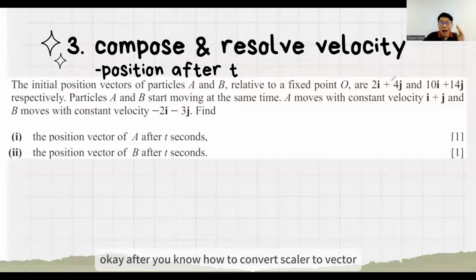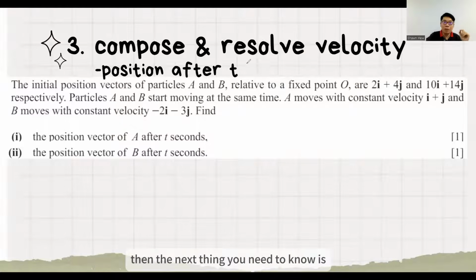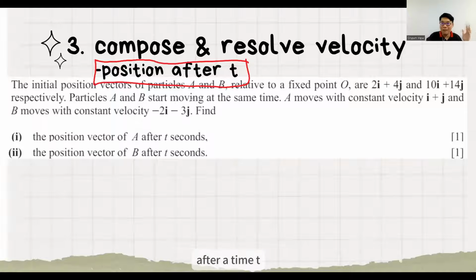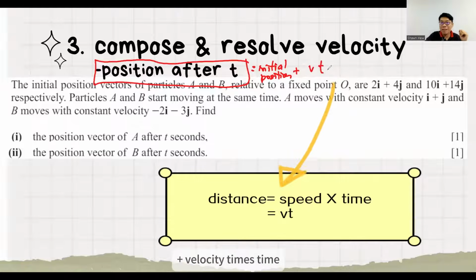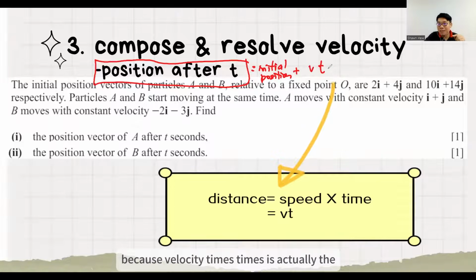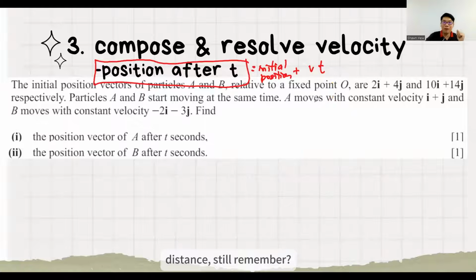Okay, after you know how to convert scalar to vector, the next thing you need to know is how to find a position after a time t. We always use the formula of initial position plus velocity times time, because velocity times time is actually the distance. So remember, we use this formula.